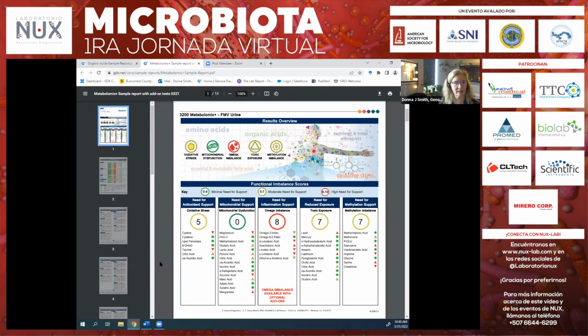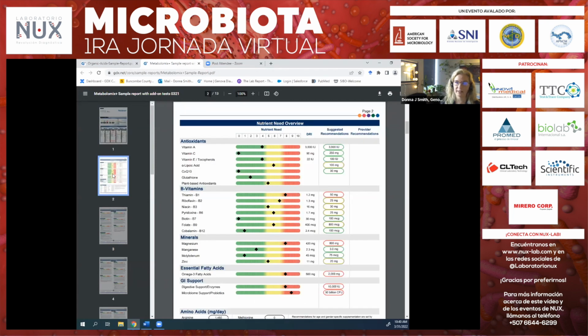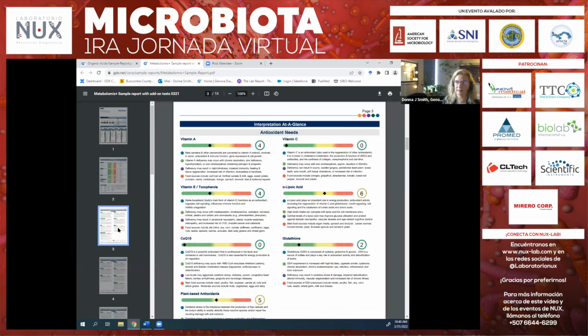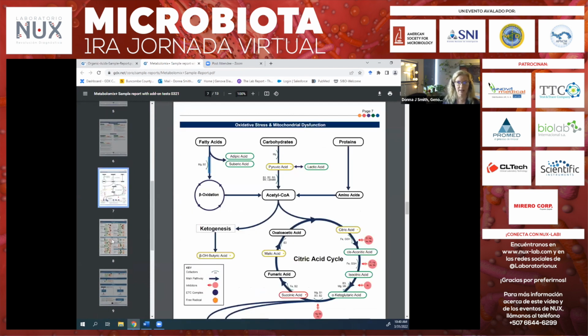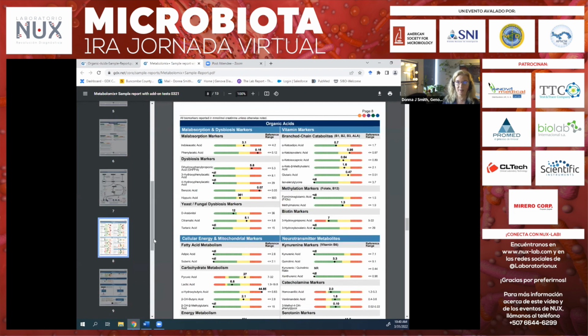While the organic acids report is for a urine sample, first morning void, the base metabolomics report is also from a urine sample as well. Now, these first couple of pages have a very similar format to the organic acids, where we have a nutrient need overview, as well as more detail about each of the specific nutrients and their level of need. And then it also includes all of the organic acid markers that we discussed, the citric acid cycle, as well as the organic acids page.